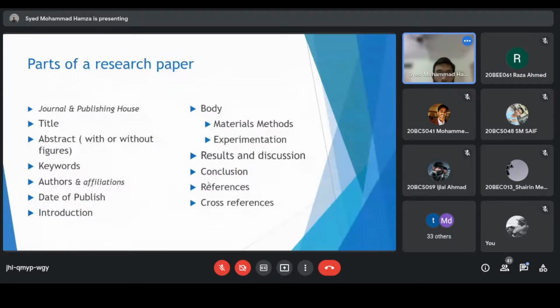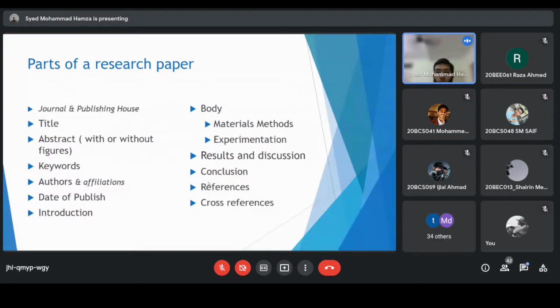Within a research paper, we have a title and an abstract. Nowadays, we have abstracts with figures. Earlier, we had abstracts without figures. Then in the research paper, we have keywords. We also have the authors with their affiliations. There is a date of publication. After that, we have the introduction. I'm going in the order the research paper is written, and then there's the body.